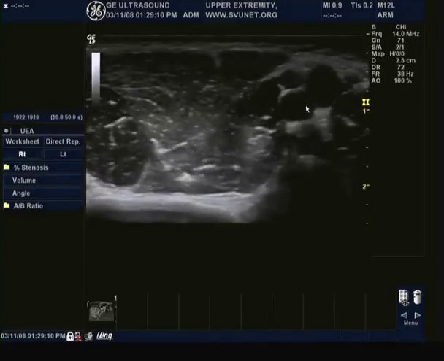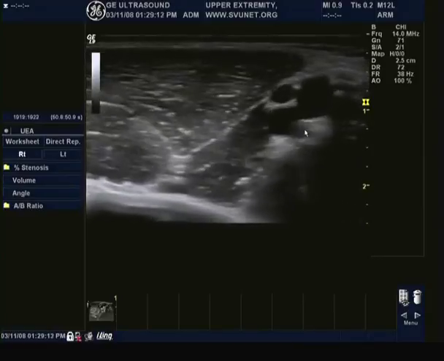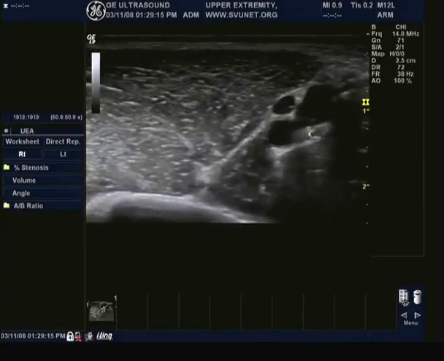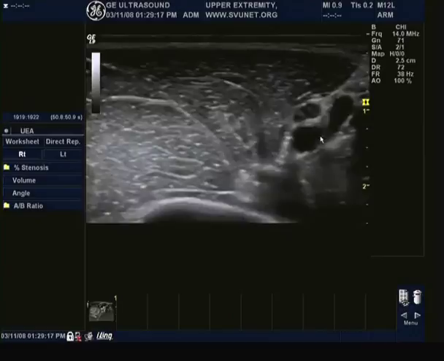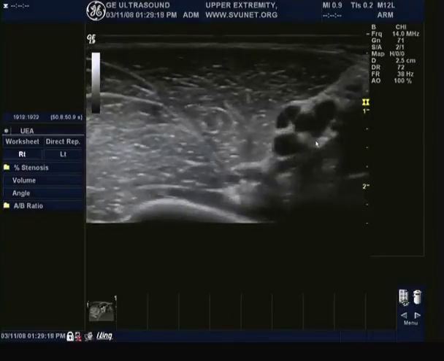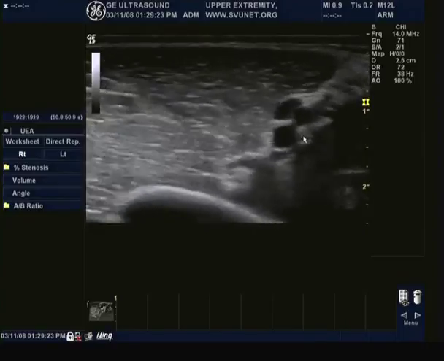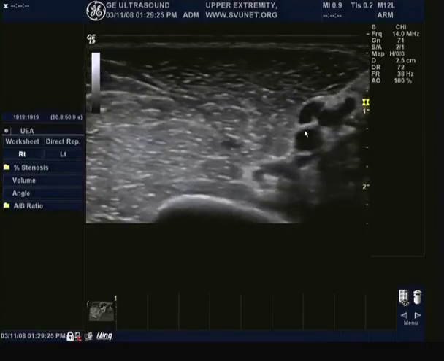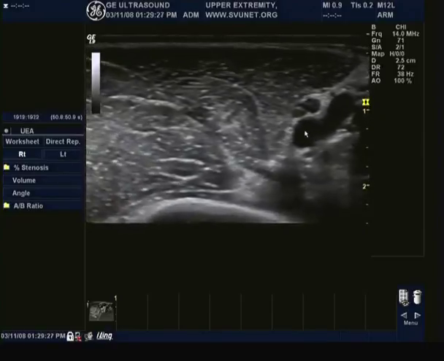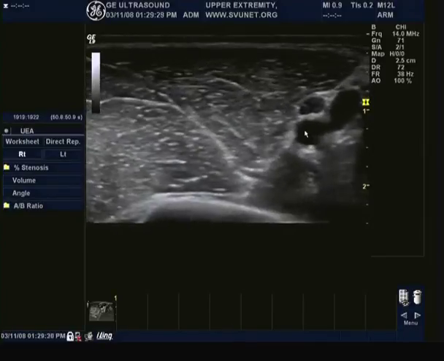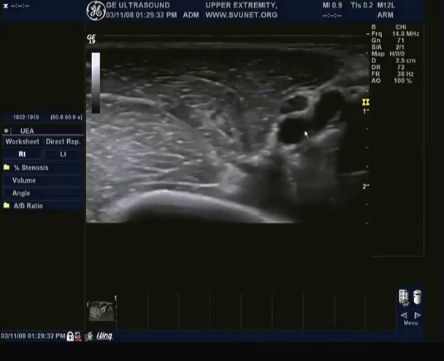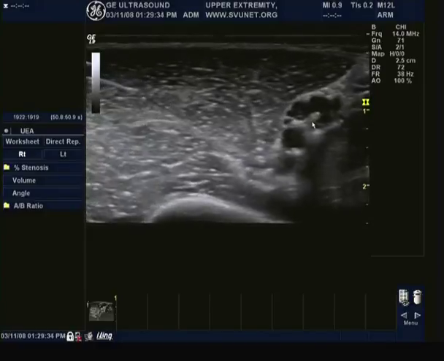So I'll start to scan down the arm. Basilic vein is still close to the artery here. Now there's an arterial branch coming off right here, and I'm just down about 6 or 7 centimeters distal to the axilla, and I'm seeing another large artery come off here.